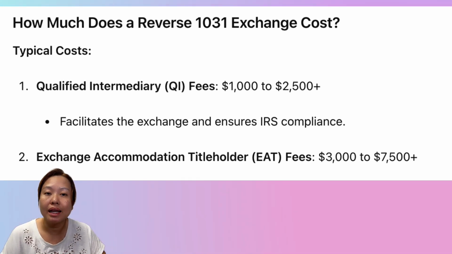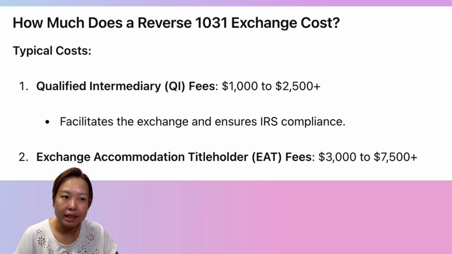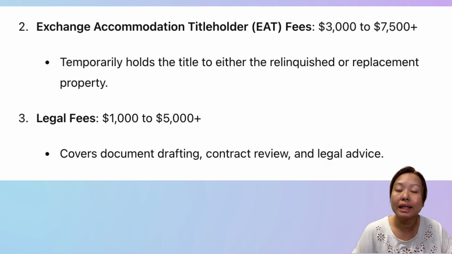The second thing is the exchange accommodation title holder, the EAT. An EAT temporarily holds the title to either the relinquished or the replacement property. This fee covers the administrative and legal responsibility of the EAT. The cost can range anywhere from $3,000 to $7,500 or more.